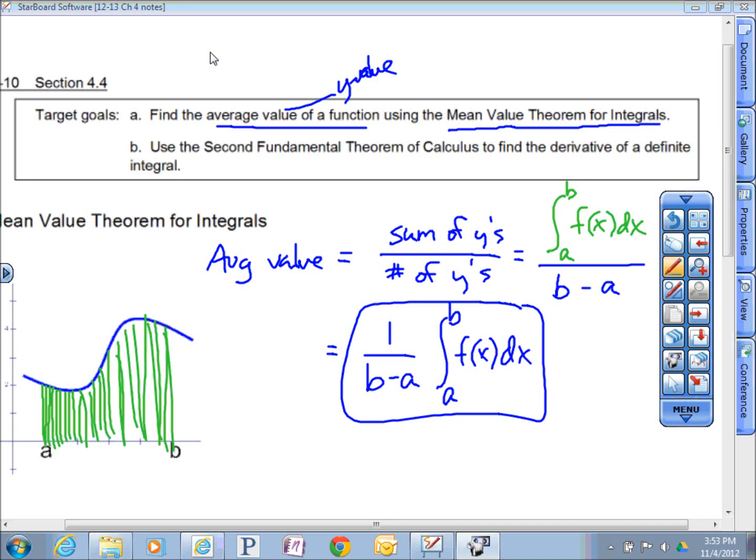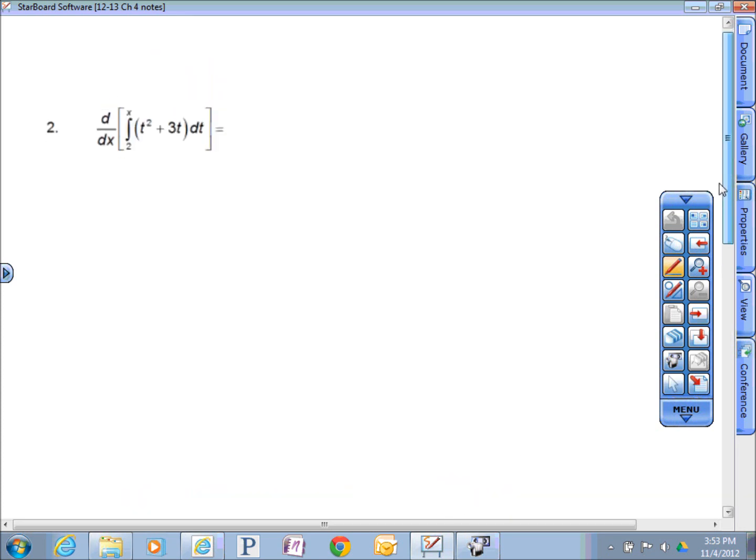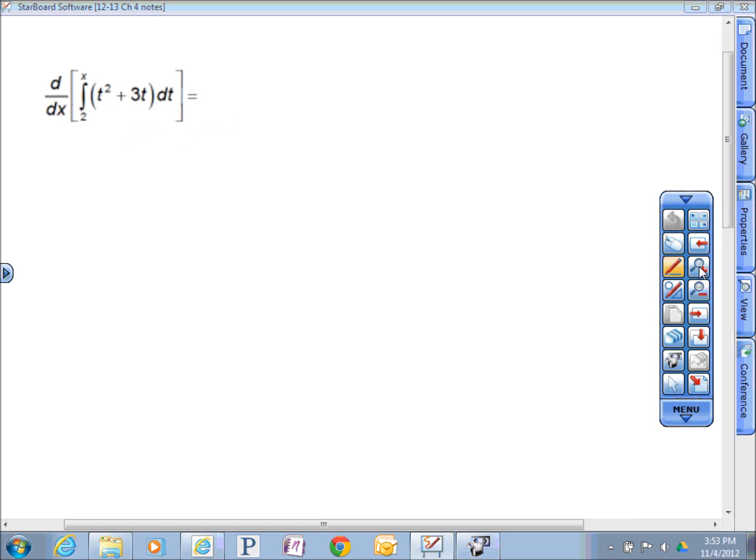Second goal on this day of section 4.4 is to deal with what we're going to call the second fundamental theorem of calculus. It says we're supposed to use it to find the derivative of a definite integral. So I'm going to jump to this next page. On this next page, we have a problem that I think we can figure out, and we could probably do it.